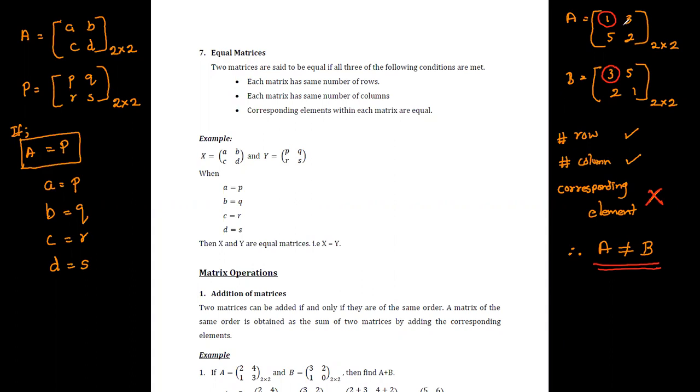Therefore, to be equal matrices, all these three conditions should be satisfied. Each matrix should have an equal number of rows. Each matrix should have an equal number of columns, and the corresponding elements of each matrix should be equal. If all these three conditions are satisfied, then we can say such two matrices are equal. And the other way around, if two matrices are equal, then all these three conditions will also be satisfied.